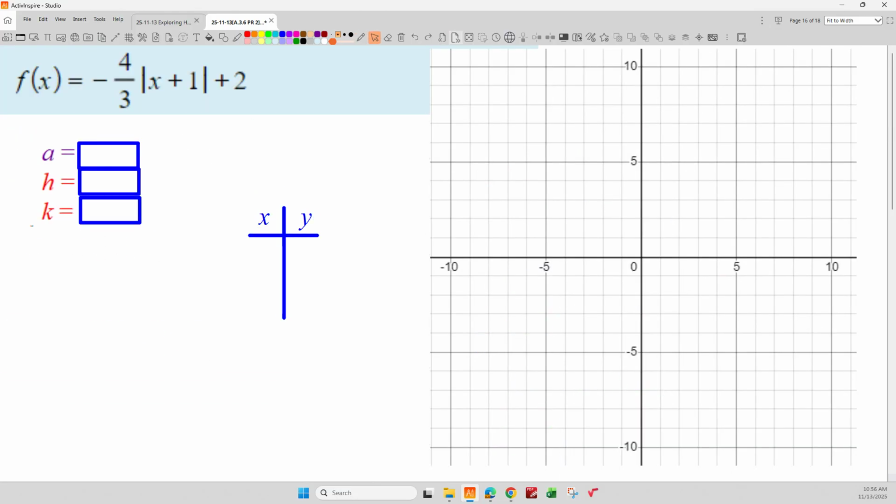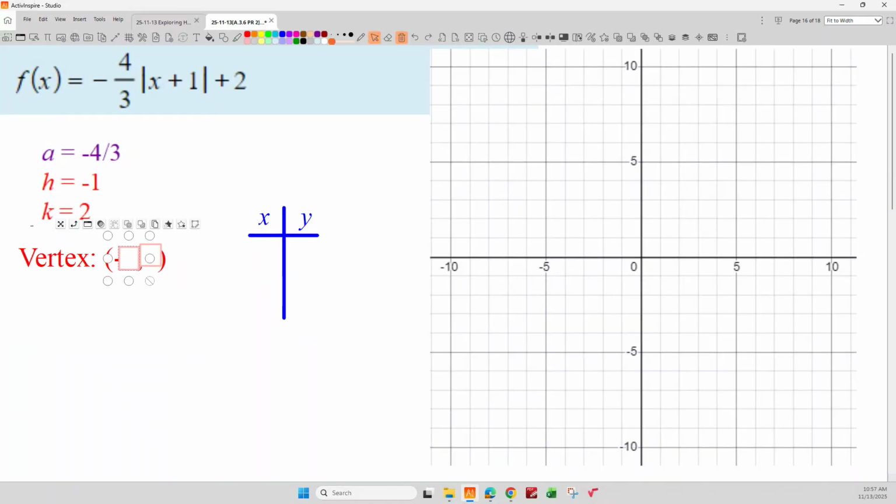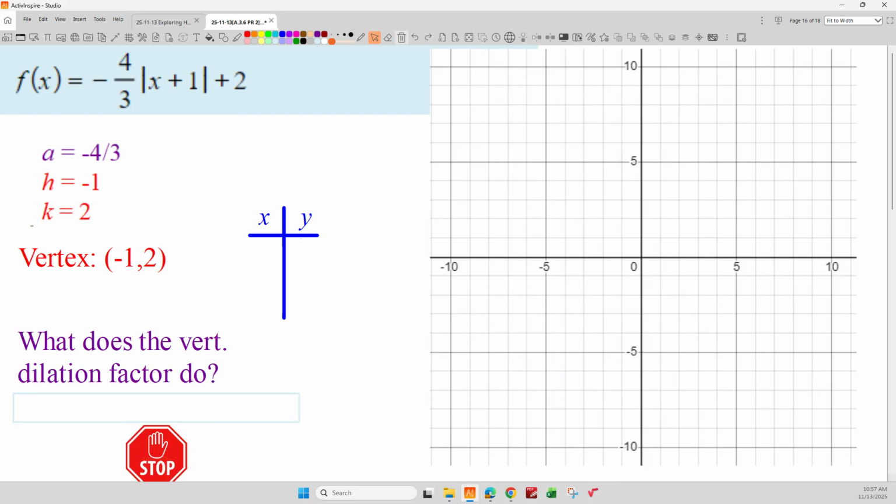Okay, last one. Hardest one I could think of. You can do this one, you can do any of them. What's A? Negative 4/3. I agree. What's H, everybody? Negative 1. Show me with your fingers, what's K? All right, 2. Outstanding. So my vertex is at negative 1, positive 2. So negative 1, positive 2 is right there is my vertex.